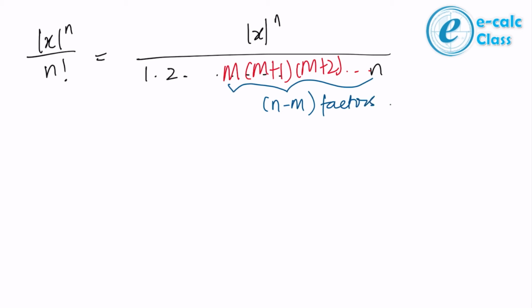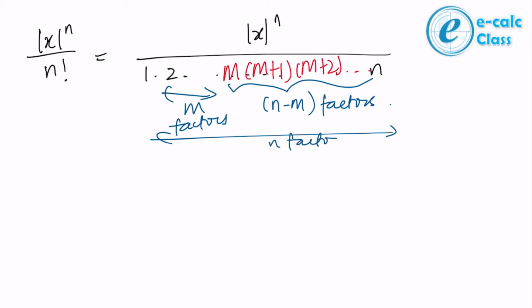Okay, so because previously, oh sorry, it's actually until here, yeah. Because previously you have m factors, then from here to here you have n factors. So from here to here you have n minus m factors. And this is very nice. Why? Because you can say this is smaller than or equal to the absolute value of x to the n over m factorial times m to the n minus m.